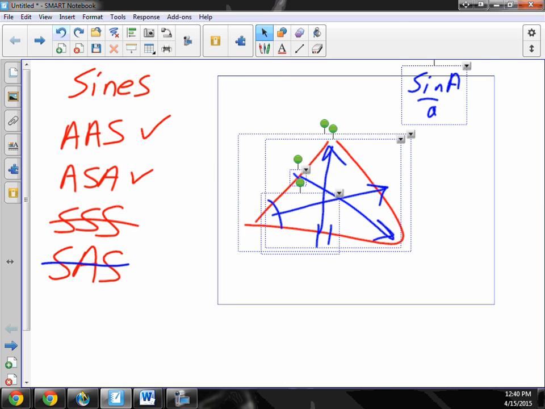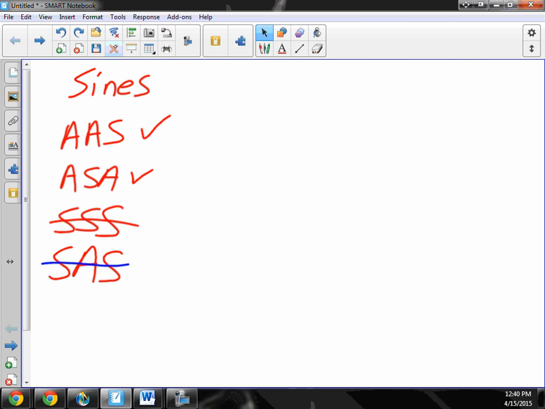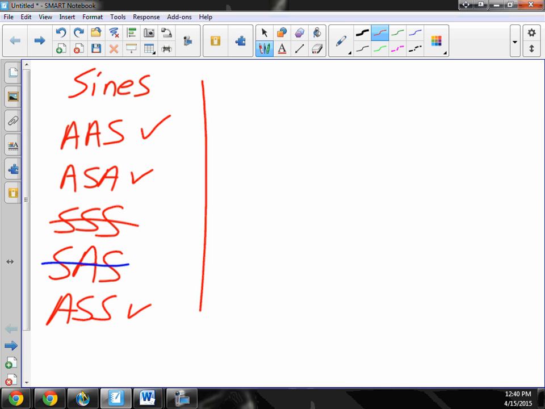Okay. The other one we've spent a lot of time on is angle side side, and that actually does work. Sometimes there are no triangles, sometimes there's one, and sometimes there's two. Okay. We're going to learn today something called the law of cosines. The law of cosines also works sometimes, and there are two cases where the law of cosines won't work.